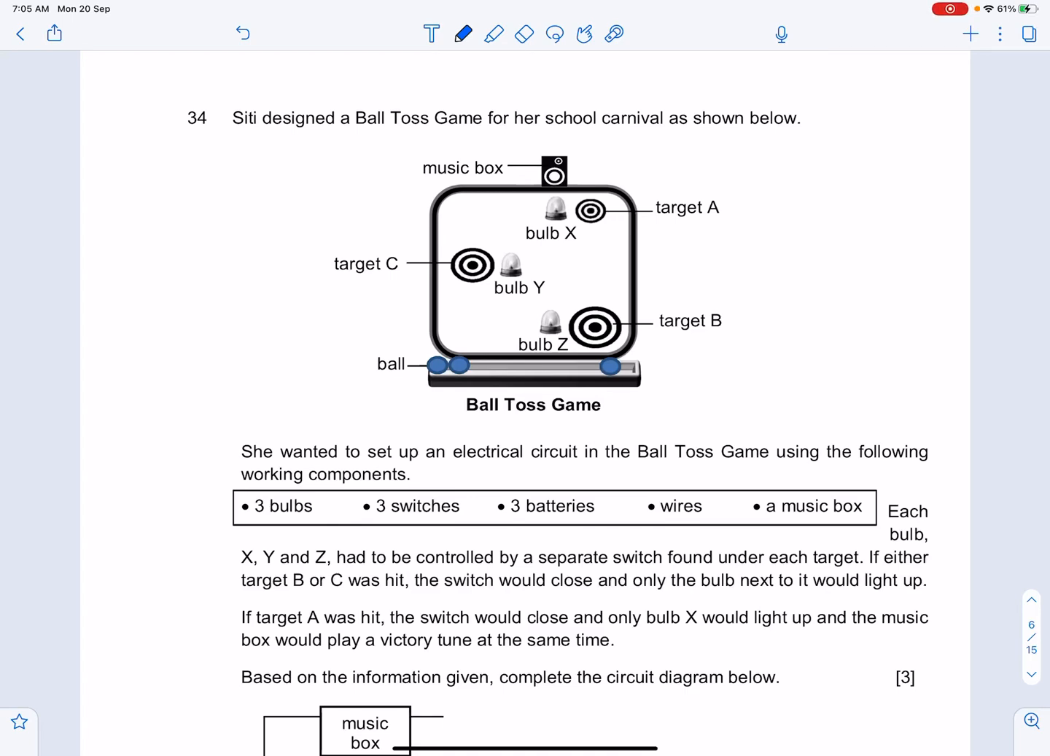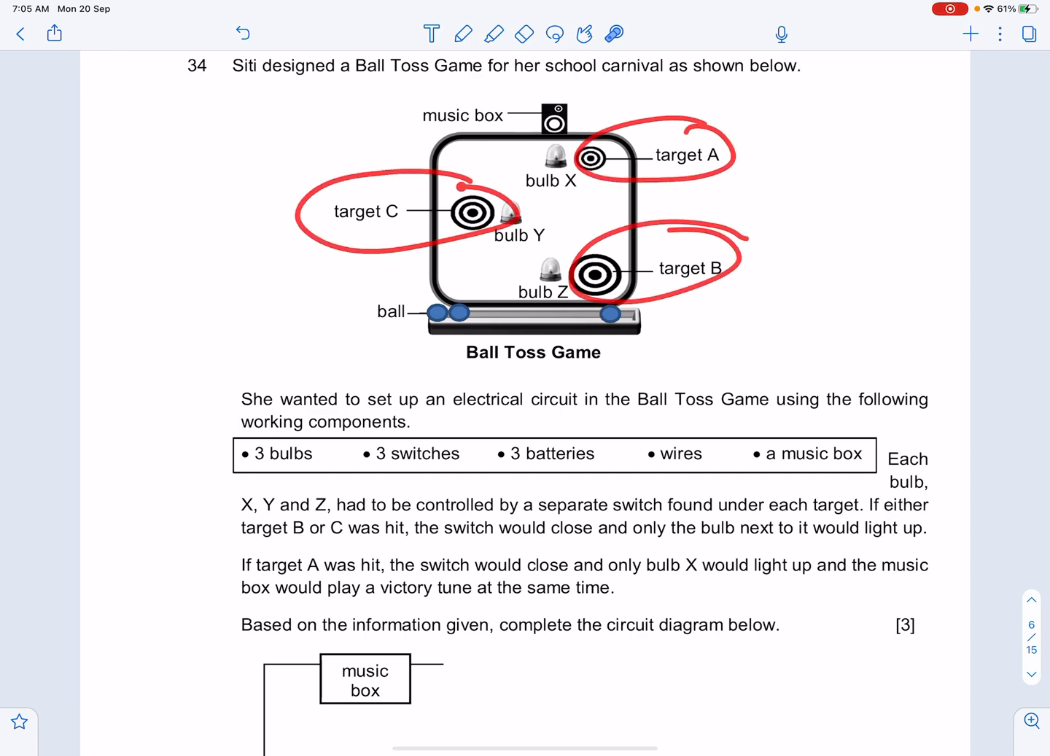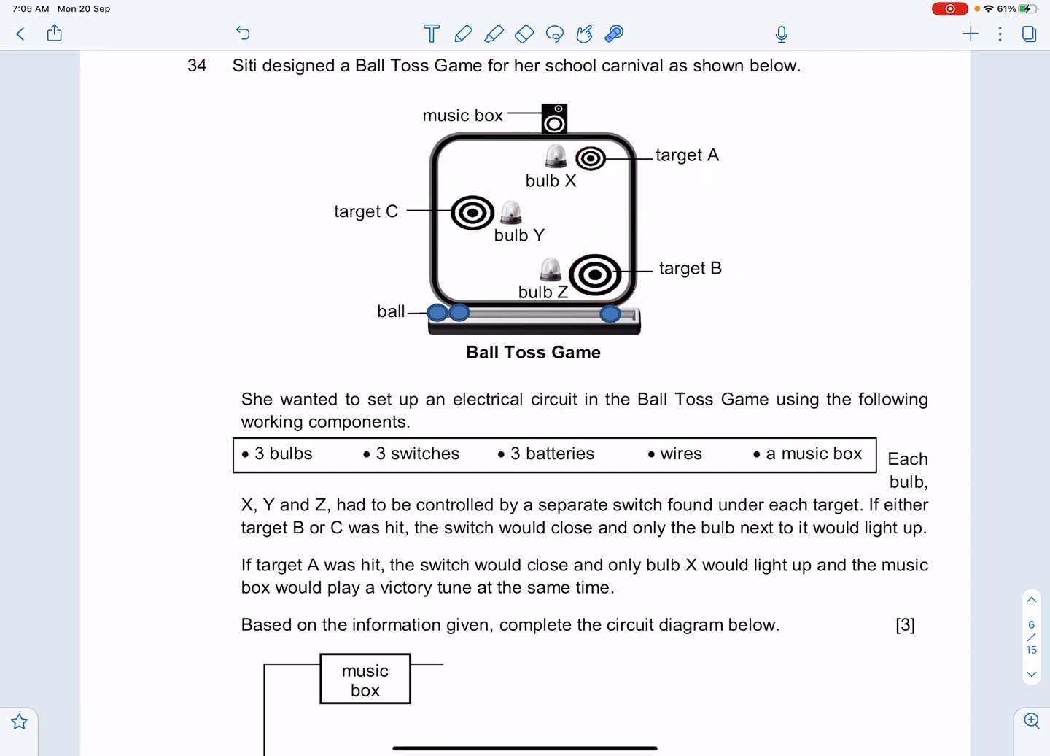Okay, for question 34, Cindy designed a ball toss game for her school carnival as shown below. Basically in this question there are 3 targets. What is supposed to happen is that the person throws a ball, and when it hits the target, the bulb next to the target will light up.